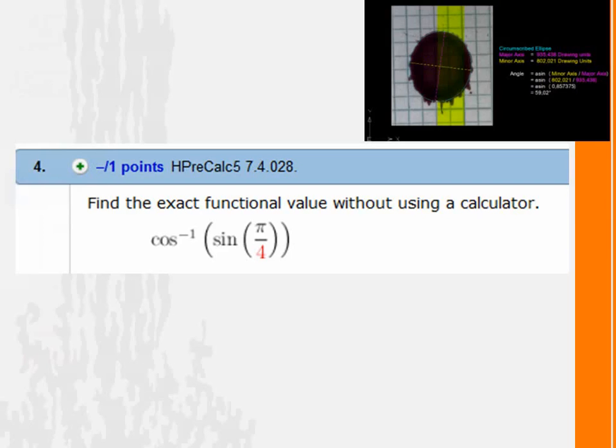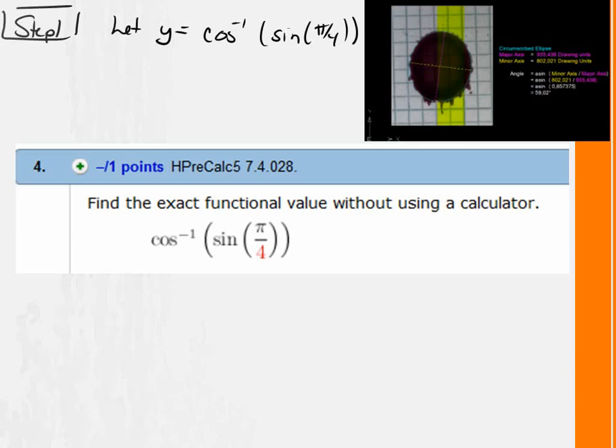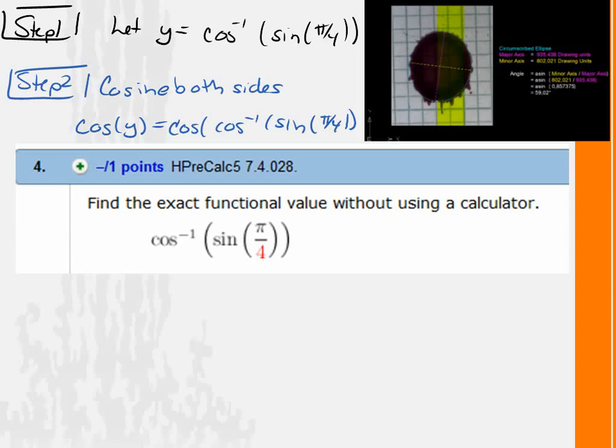All right, this one's a no calculator. No calculator means that it has to come from the unit circle. That's the only way you can do things without the calculator. Step 1 is as before. You let y equal to the cosine inverse sine of pi over 4. Step 2, cosine both sides. Why do I cosine both sides? Because I'm trying to undo this cosine inverse. The opposite of a cosine inverse is a cosine. So I cosine both sides.